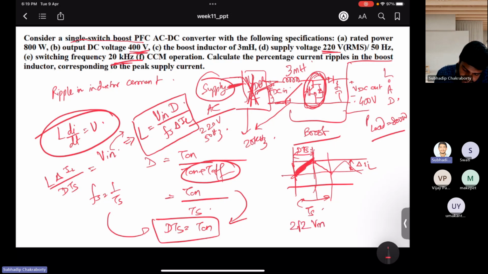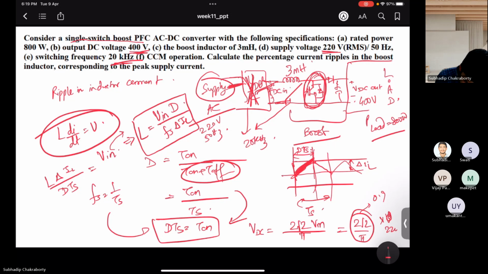2 root 2 Vm by pi, I already told you, for single phase. So what is the value? Calculate. 2 root 2 by pi means 0.9 into Vm RMS. Vm RMS is 220 volts. Okay, what is the value? Calculate. Yes, hello. So please calculate the value. 198. Correct. 0.07 volts, right? So now you know VDC in, the input DC voltage to the boost.